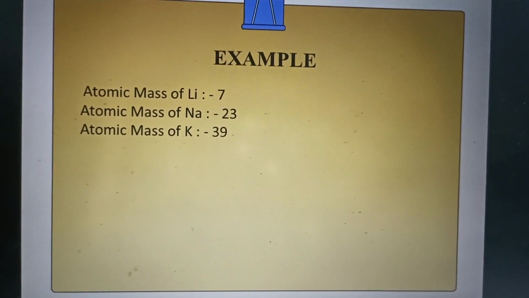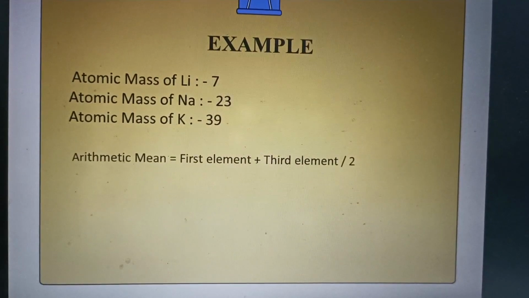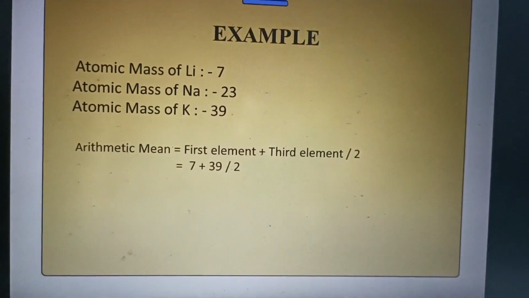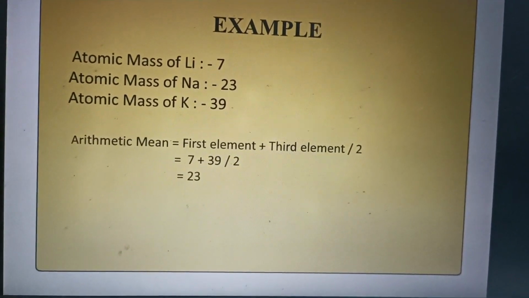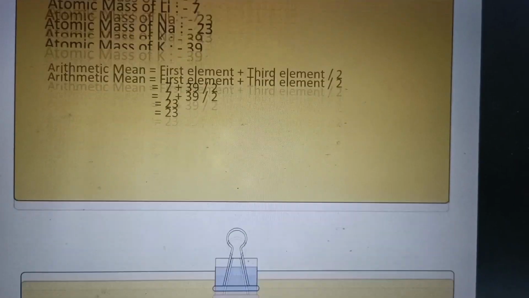So let's see the formula. Arithmetic mean is equal to first element plus third element divided by 2. In this case, 7 plus 39 divided by 2 will give you 23, which is the atomic mass of sodium.